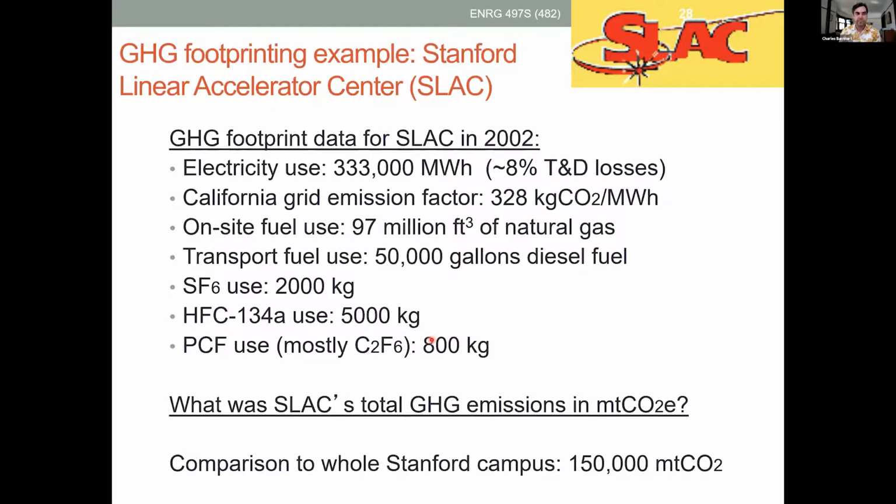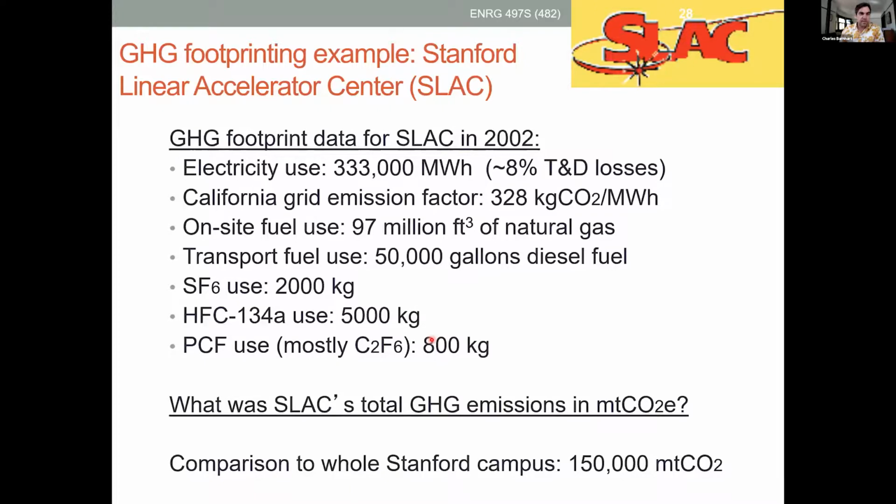They have refrigerants, 5,000 kilograms of HFC 134A used per year, and another chlorofluorocarbon or whatever they're called, 800 kilograms of that. It's a different refrigerant. So what's their total greenhouse gas footprint? Let's count the carbon and the other gases.